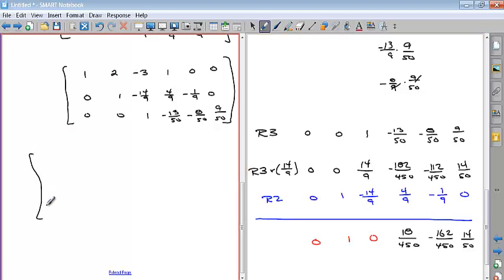So let me put the last row in because we're done with that one. So the second row we're done with now.